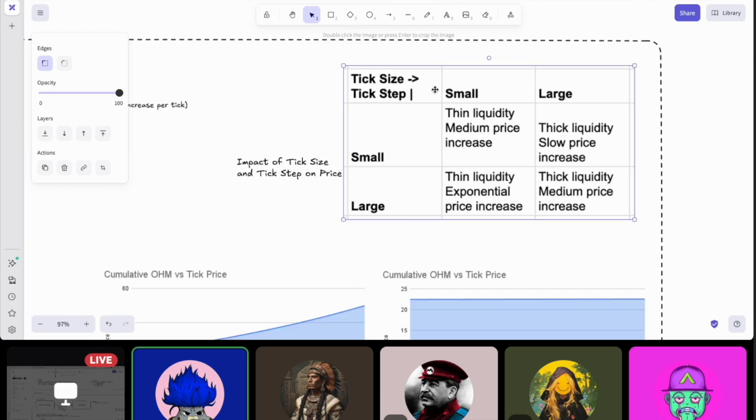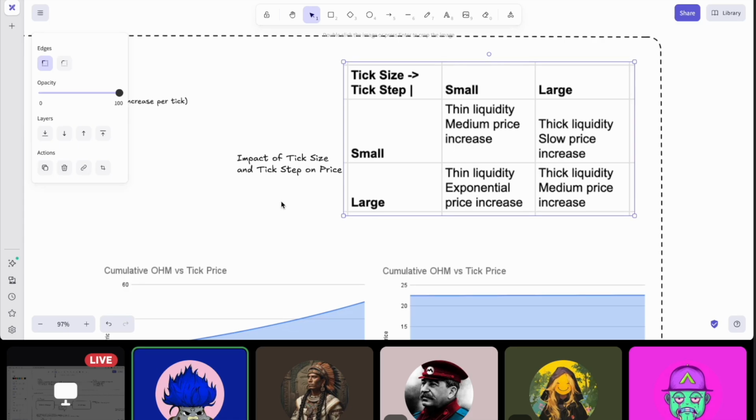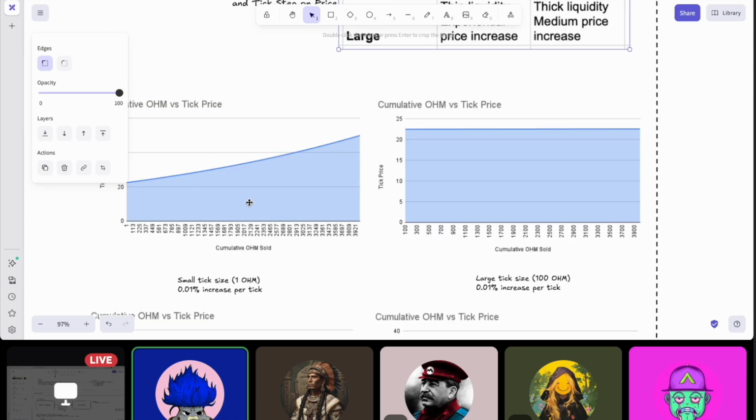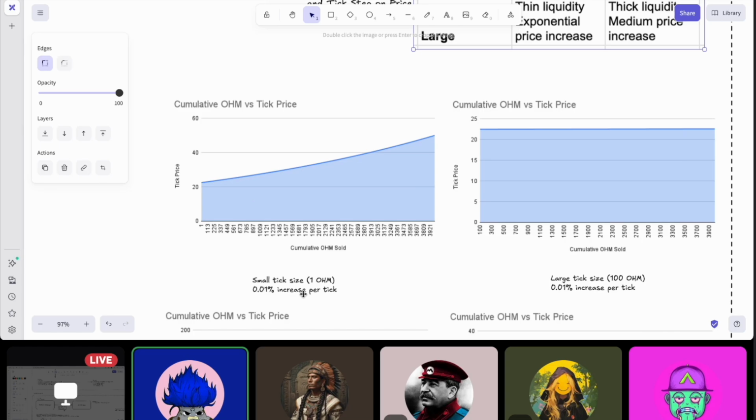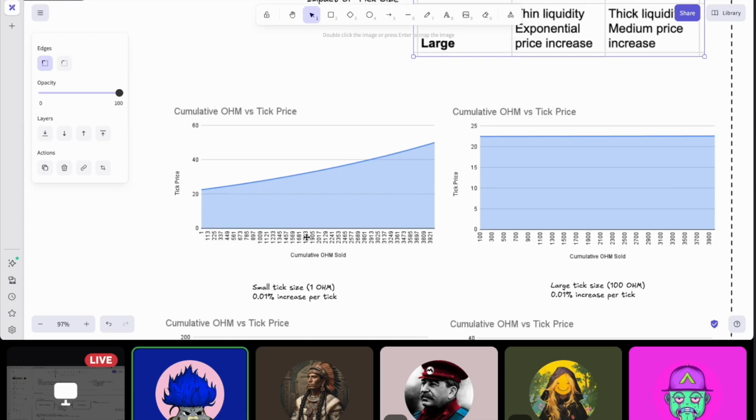and I've laid it out in the same way. So this is a small tick size, 1 OHM, and a 0.01% increase per tick. Because of the small tick size, over a day where there is, let's say, 4,000 OHM sold, and we expect that's what the day target is going to be according to the emission manager, you go from the tick price being 22.5 up to close to $50, or 50 USDS per OHM.